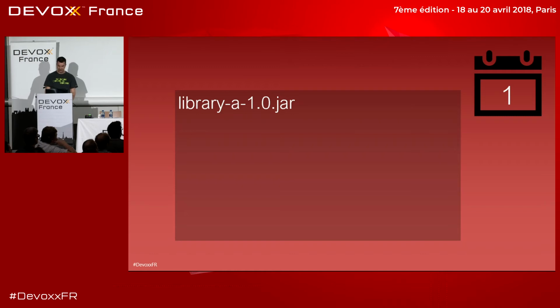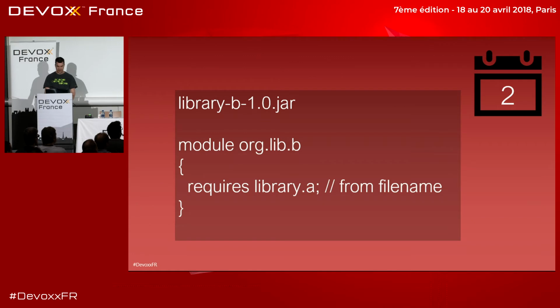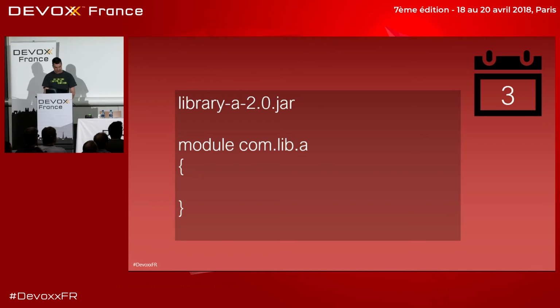We have this great classic jar. It's library A version 1.0, and it has no module descriptor. It's just a classic jar. That's day one. And on the next day, there's this library B, and it wants to use library A. So it's saying, well, okay, I'm going to add this module descriptor with my name com.lib.b, and I say requires library A, because it's based on a file name. Then library A says, well, I'm going to add a module descriptor, and I'm going to call my module com.lib.a.